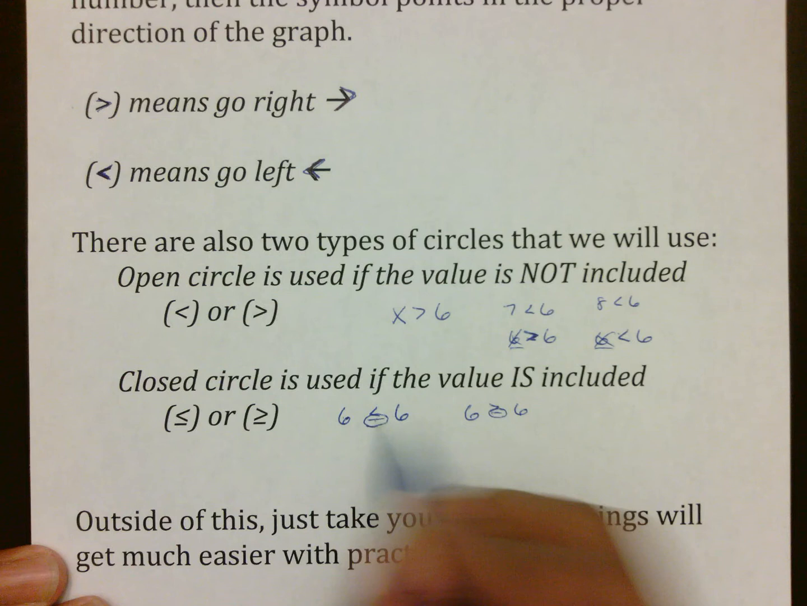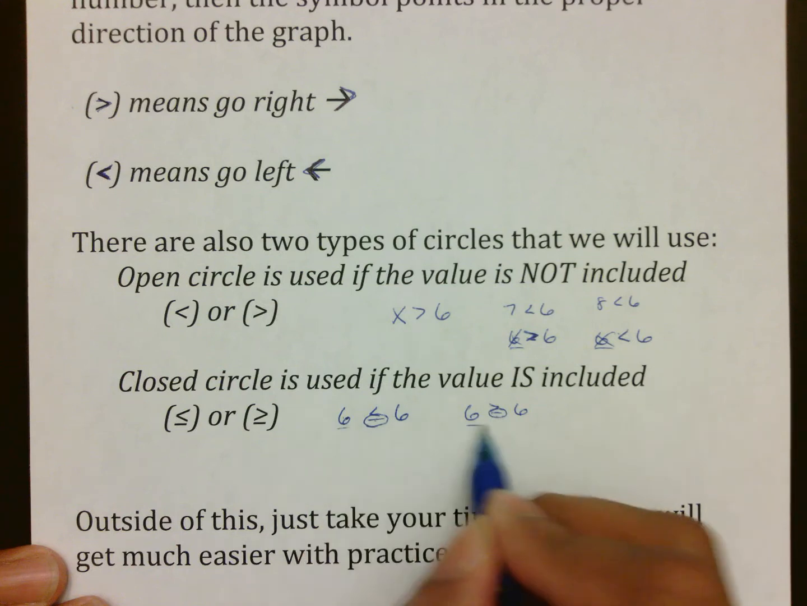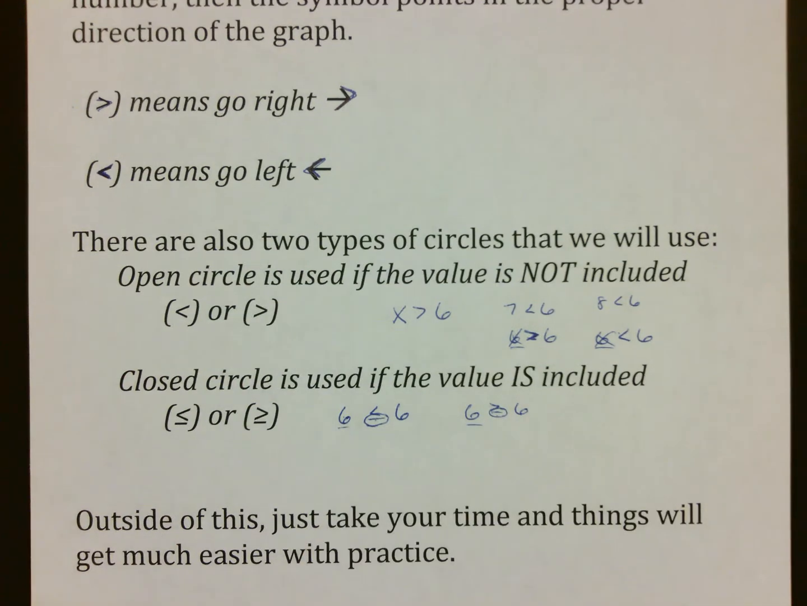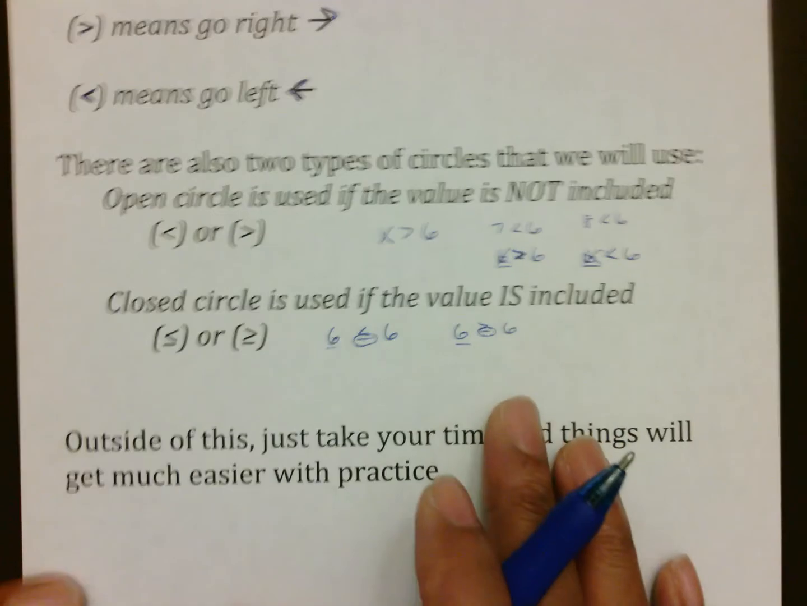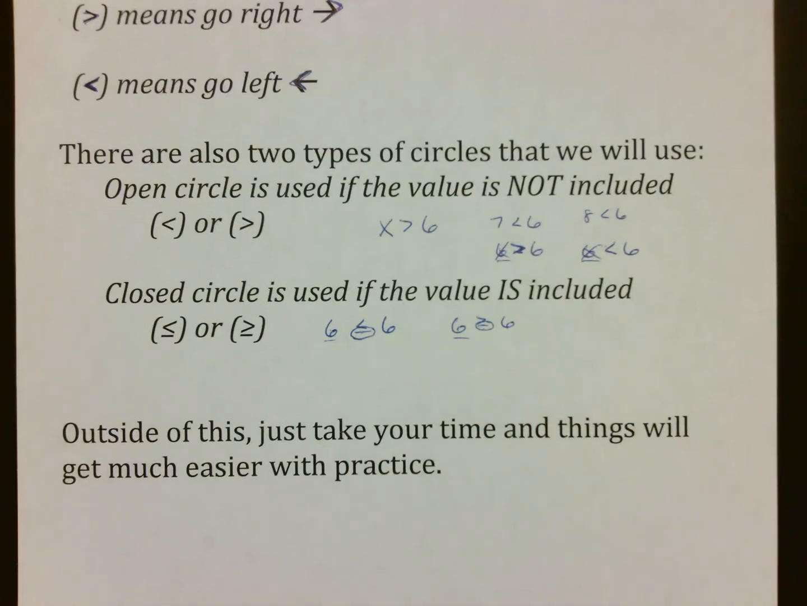So whenever you've got that equal sign, it means that 6 is included, and so that's where we'll use a closed circle. Again, you're going to get a lot more out of your practice than anything else, but you want to make sure your notes are around, and you want to make sure you're asking questions and seeking out the skill itself. Otherwise, it's going to be a very tough chapter.